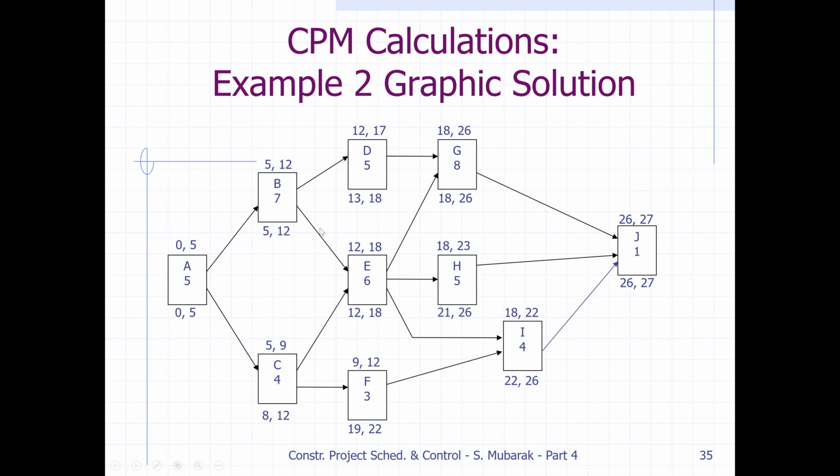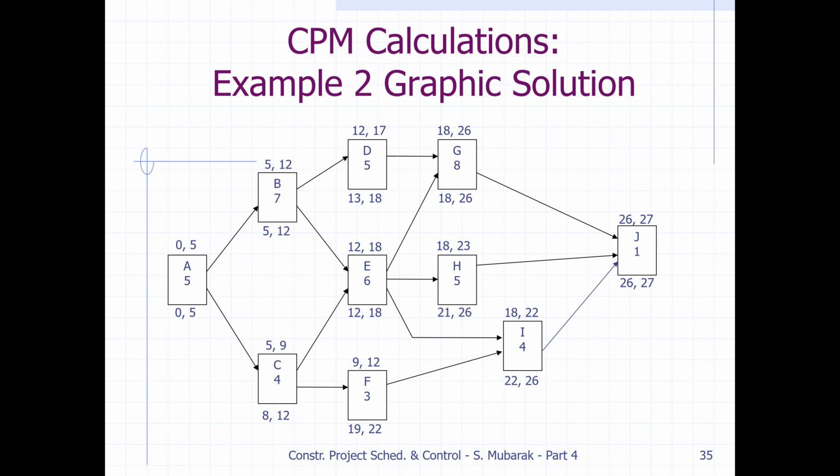Similarly for B, there are 2 successor activities, D and E. 13 and 12. So the minimum, 12, comes here, because if E has a late start of 12, then B must finish on late finish 12. So the minimum comes here, 12, minus 7 is 5. So here we have 8 and 5. So 5 comes here, minus 5 is 0. So we find the late start and late finish dates of all the activities in the network diagram.